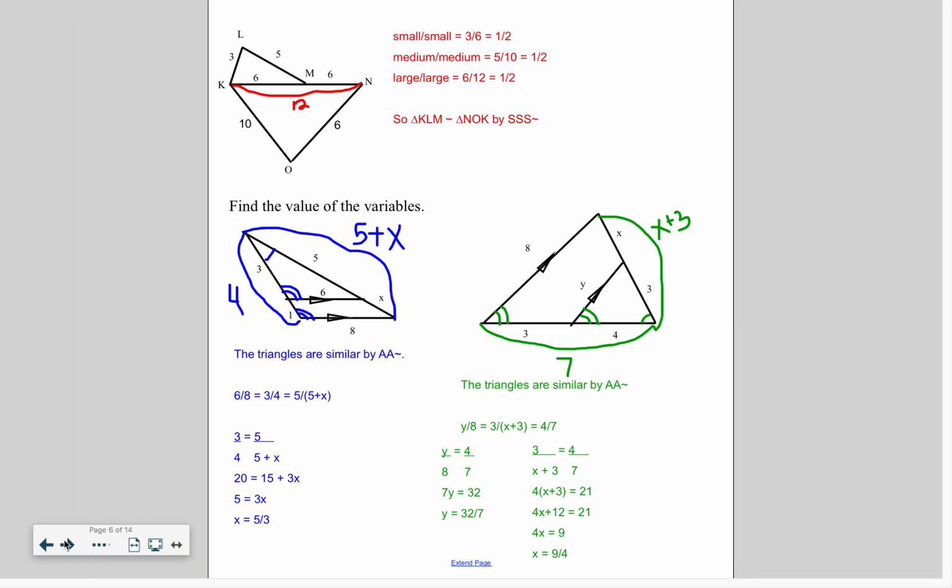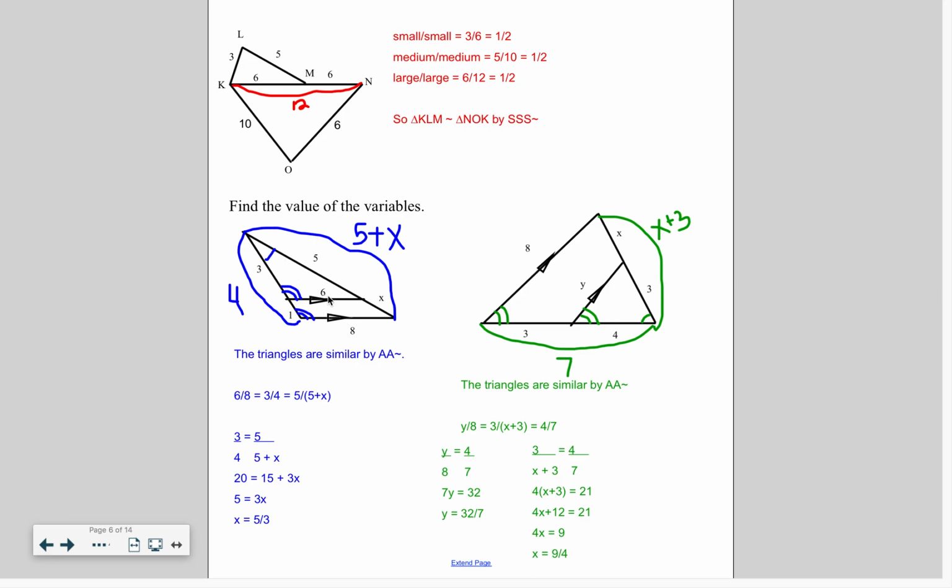Here are your answers for this. Again, you can push pause, you can look through. Again, in the top one, making sure I compare small to small, medium to medium, and large to large. In the bottom triangles, if again you're not sure which ones to match up, which one's across from this?